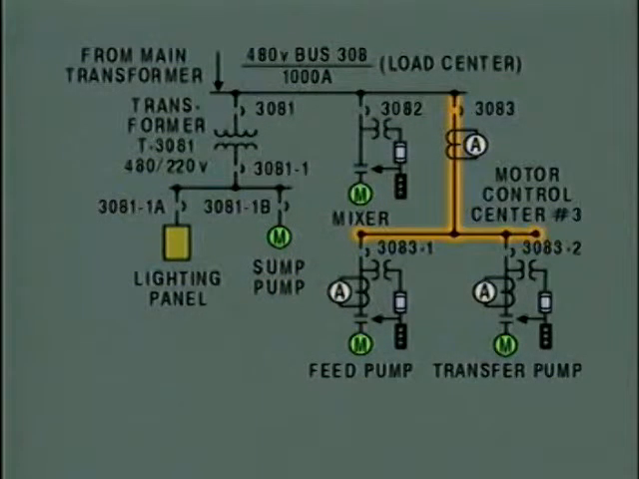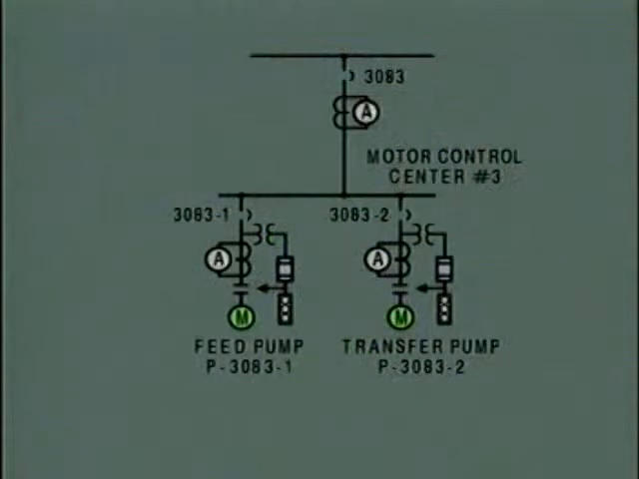The last circuit connected to the load center supplies power to a motor control center. The first component in this circuit is a circuit breaker. This breaker can be opened to isolate and de-energize the entire motor control center. From the circuit breaker, power flows through a current transformer. The current transformer produces a small current that's used by the ammeter. The ammeter provides an indication of the total current flow to the motor control center circuit. Power then flows to the motor control center.